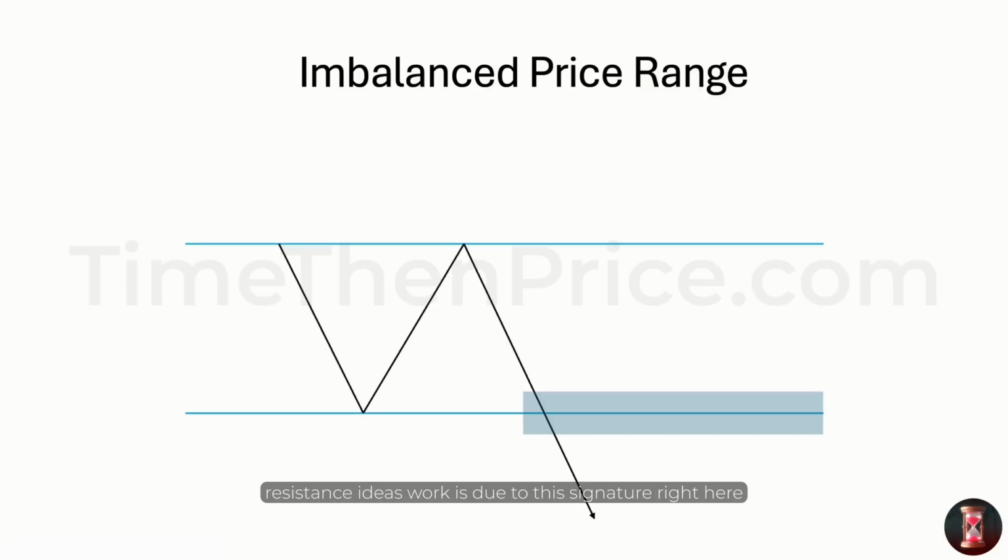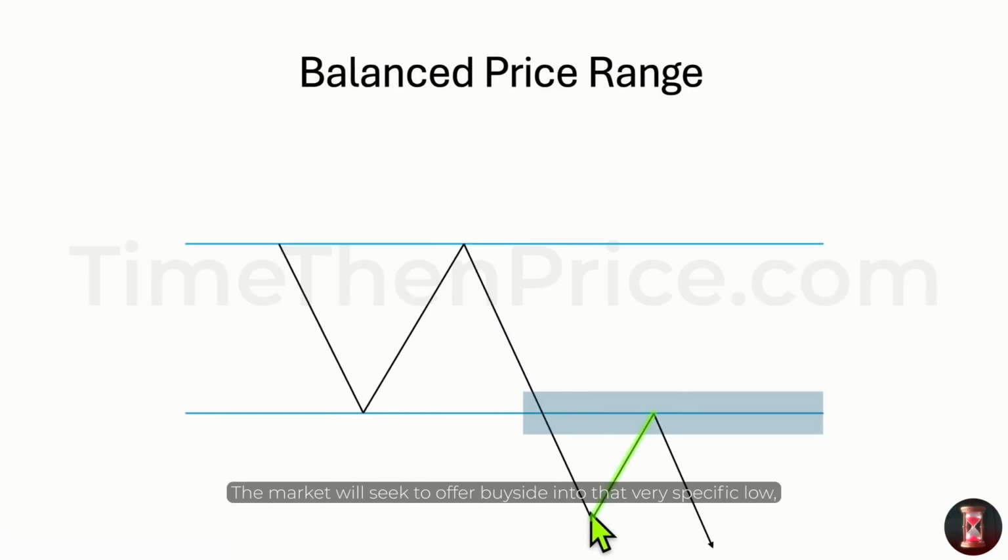turn resistance ideas work is due to this signature right here, where there is a CB, a bearish fair value gap, which displaces through this low right here. The market will seek to offer buy side into that very specific low, the low of the overall imbalanced price range, before it is allowed to expand towards the draw liquidity.